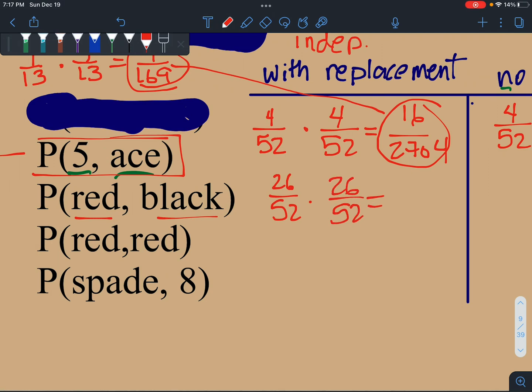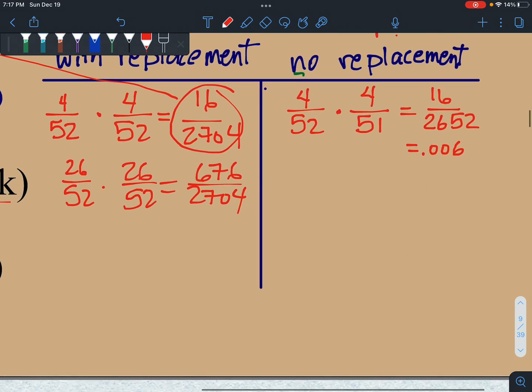Yeah, and 26 squared and 52 squared we already know, so 676 over 2,704, and that still would give you a 25% chance. Okay? What if you did not replace the cards?